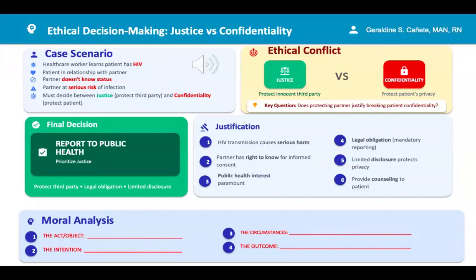Now, in this situation, the most ethically sound course of action is to report the case to public health authorities. This is a difficult decision, but the need to protect the third party from a potentially life-threatening infection outweighs the obligation to maintain strict confidentiality. Because again, confidentiality is not absolute. All right? And here's the justification, which you can challenge again.